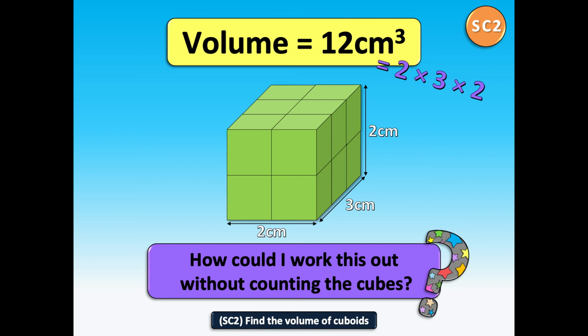So these are the 3 dimensions, and that's why it's called a 3-dimensional shape. When we times these together, we get the volume. So 2 times 3 times 2 is 12, so the volume is 12 centimeters cubed.